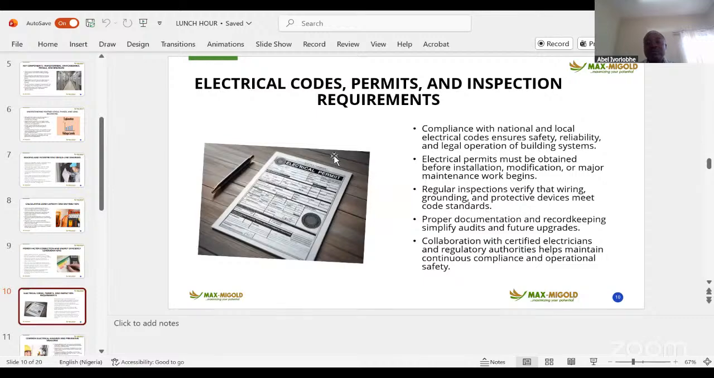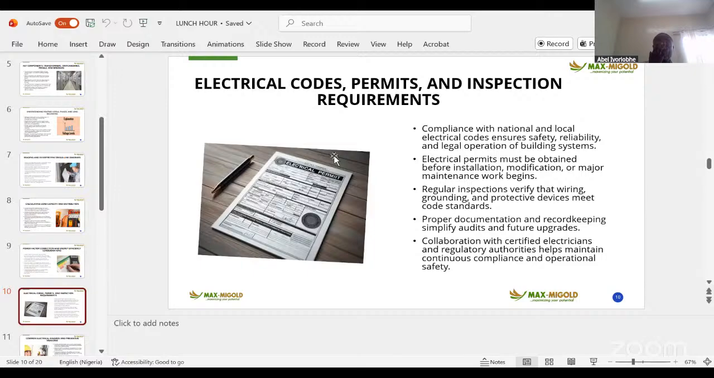Electrical permits must be obtained before installation. You must get permission. Anybody coming to work must show you a permit to work. What is it coming to do? That details what it is coming to do. Without that, don't allow such a person to start any maintenance work or any project in your facility.